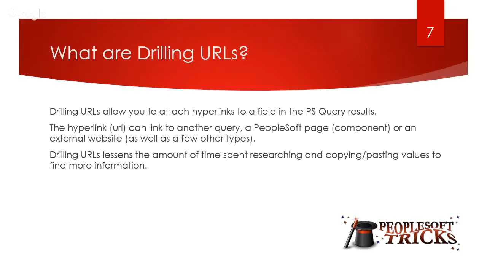Perhaps you have a URL that says, whenever you click on this PeopleSoft query result, I want you to go out and query something from another website, perhaps a FedEx website with a tracking number. The drilling URL is going to lessen the amount of time users have to spend copying and pasting while they're researching data to find more information. We'll walk through a simple example today and show that off.